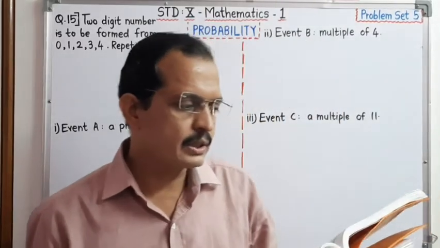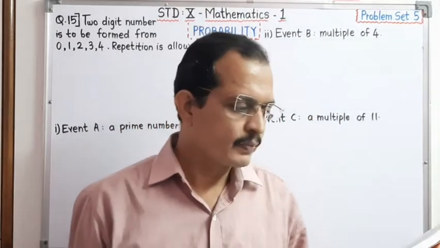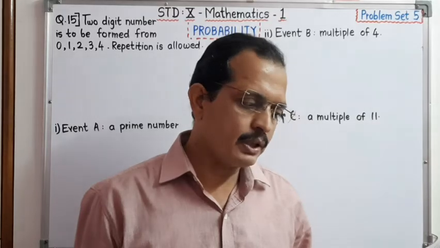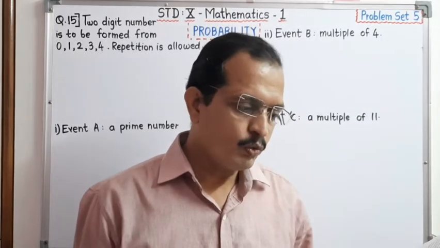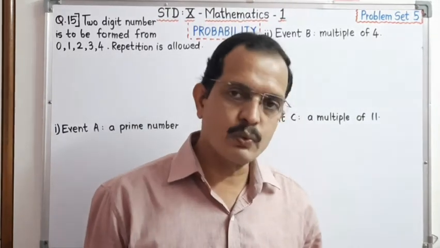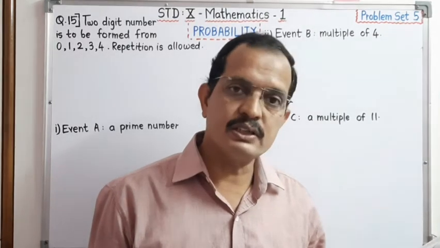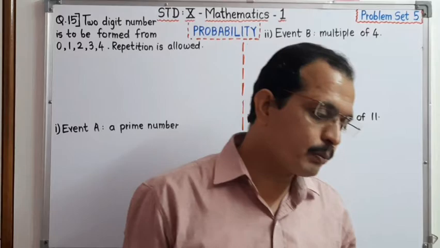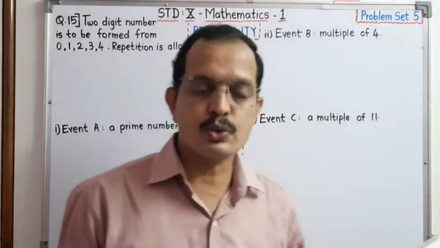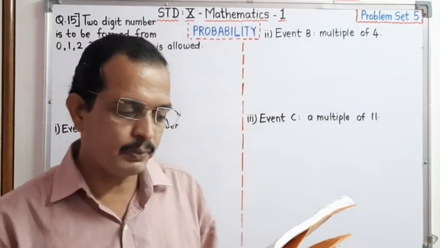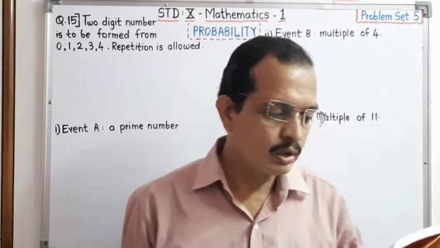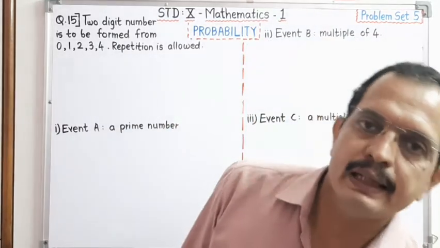Dear student, see the question number 15. A 2-digit number is to be formed from the digits 0, 1, 2, 3, 4. Repetition of the digit is allowed. Find the probability that the number so formed is a prime number, a multiple of 4 and a multiple of 11.